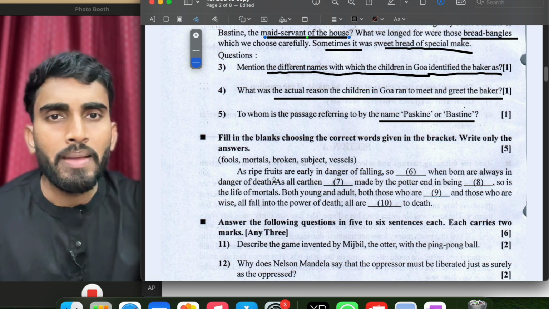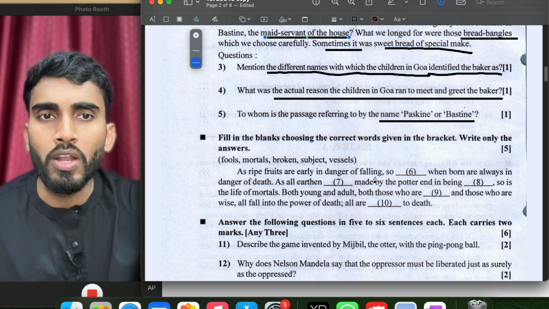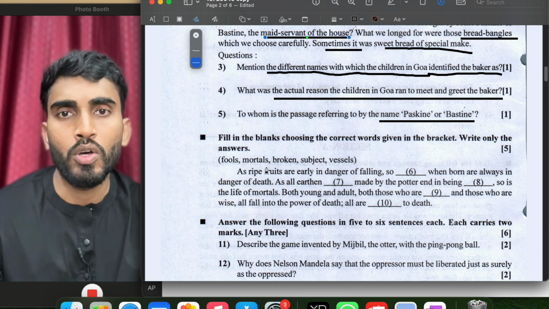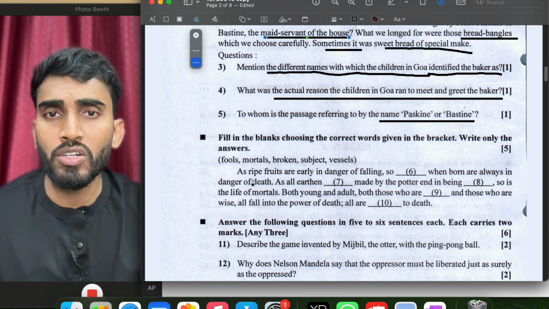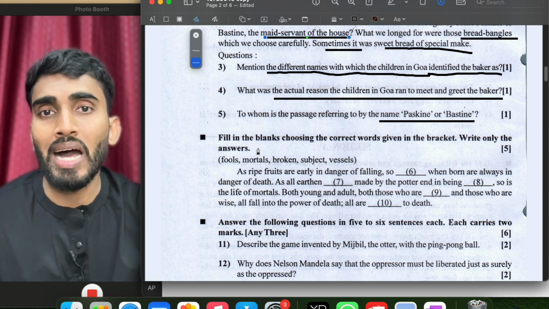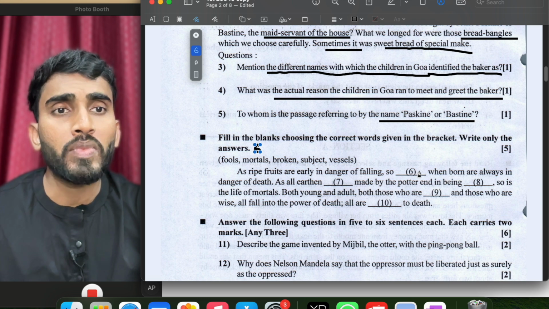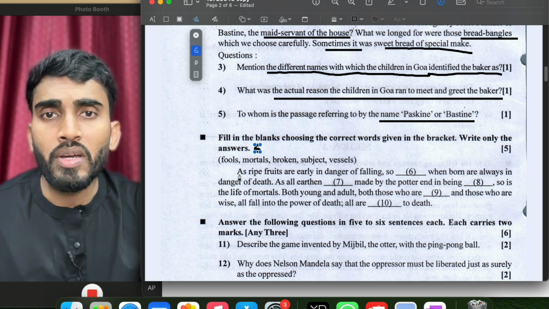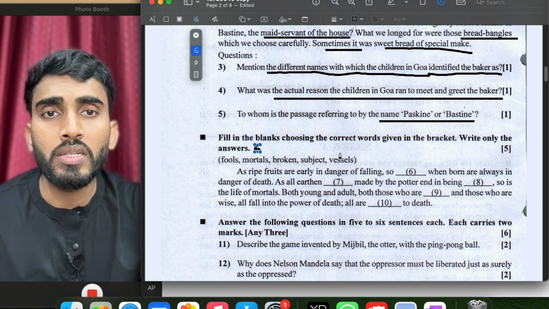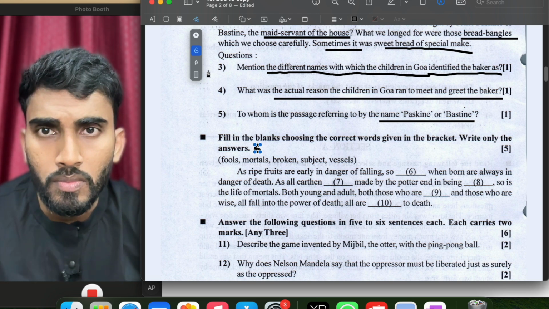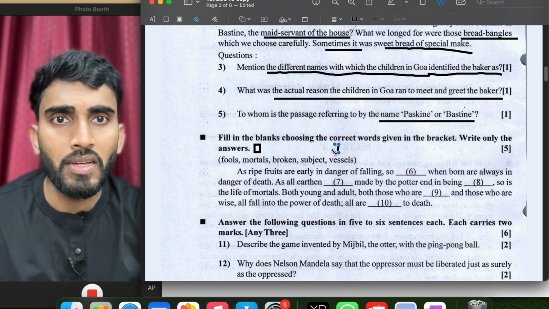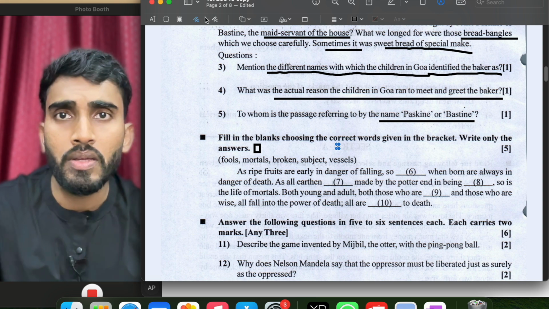So as ripe fruits are early in danger of falling, so dash when born are always in danger of death. So what when born are always in danger of death? Mortals. So the answer of this question is going to be mortals. Then as all earthen, what can be earthen out of this? As all earthen vessels.